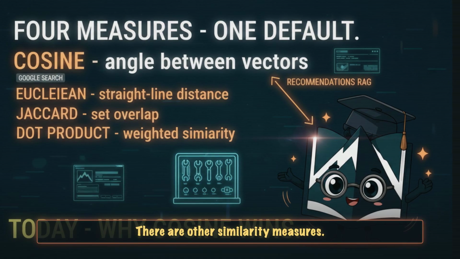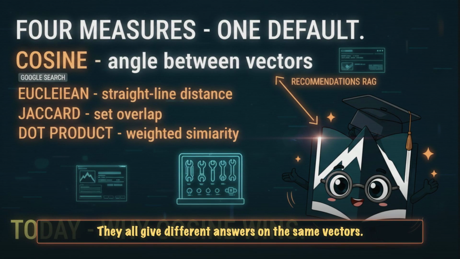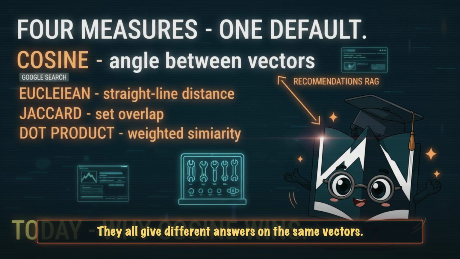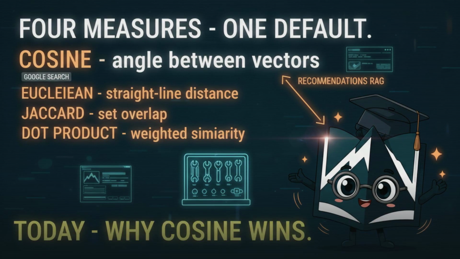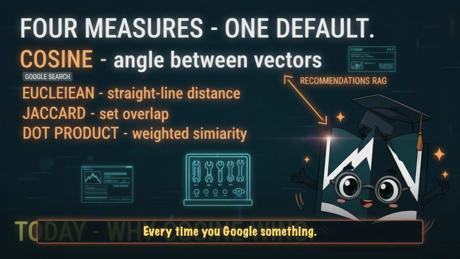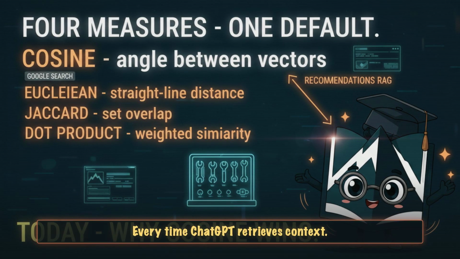There are other similarity measures. Euclidean distance, Jaccard, raw dot product. They all give different answers on the same vectors, different tools for different problems. But cosine is the default. Every time you Google something, every time ChatGPT retrieves context, cosine similarity ran under the hood.